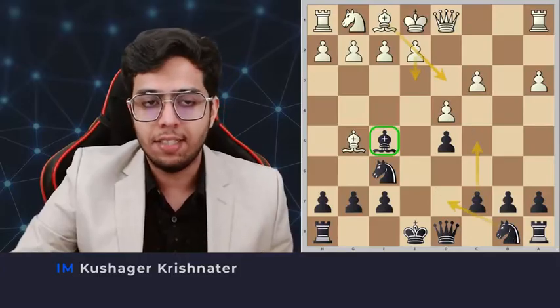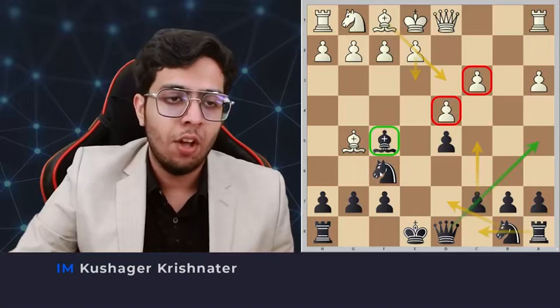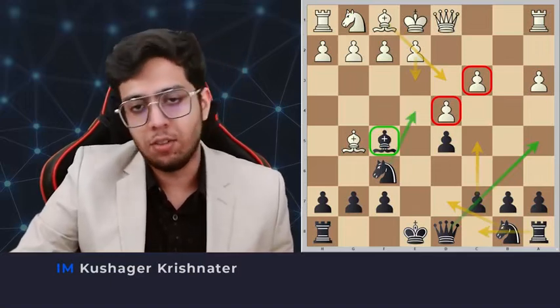This is also a very comfortable position for us. Our plans include playing knight d7 and c5, looking to attack these weaknesses with queen a5, rook c8, or maybe knight e4 if the queen is on a5.